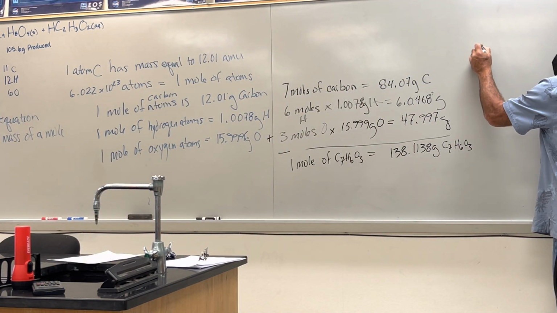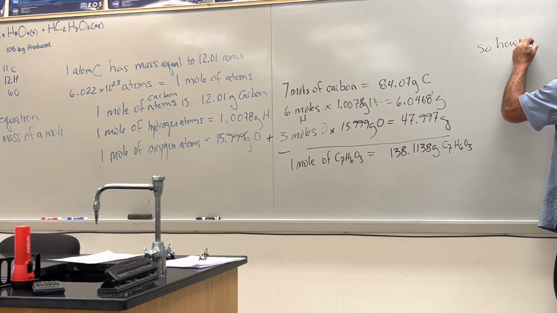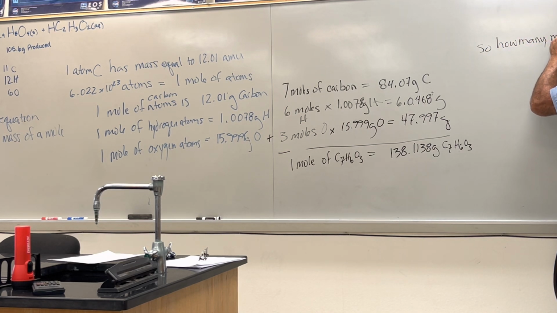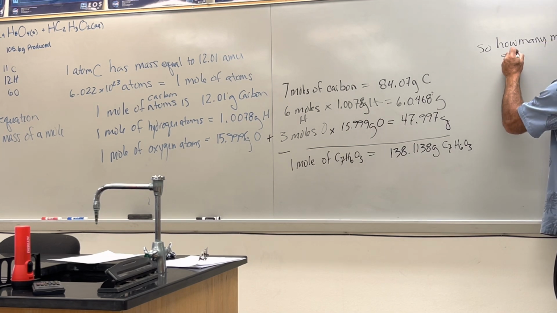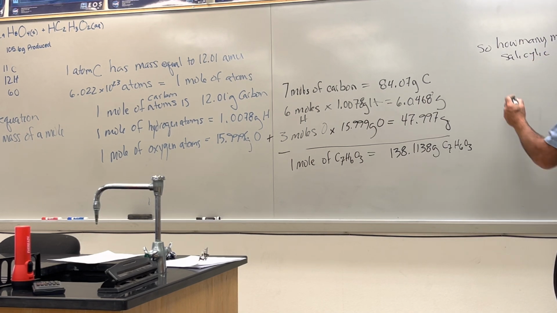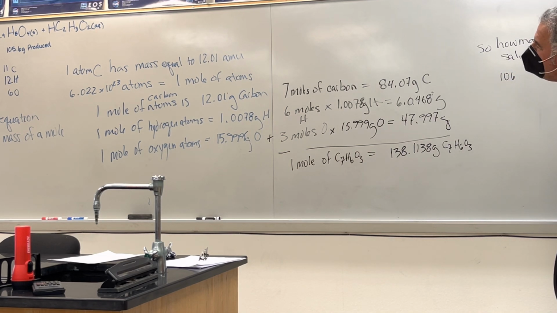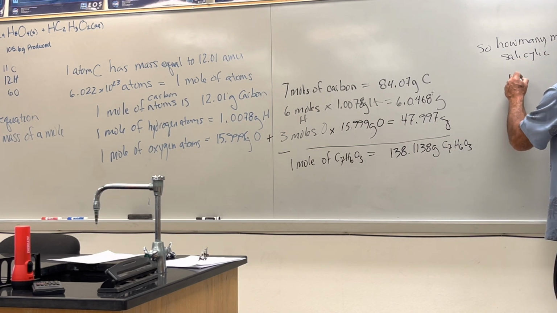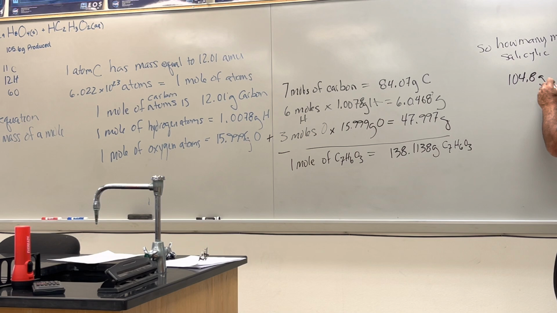So the next step would be to see how many moles we have. Right? So how many moles of salicylic acid? Anyway, we have 106, what do we have? 104.8 grams of C7H6O3. Right?